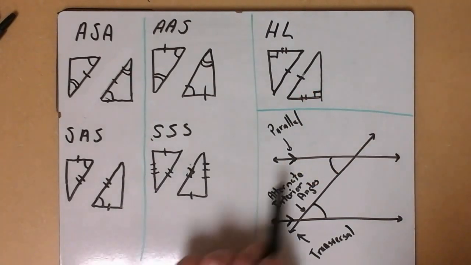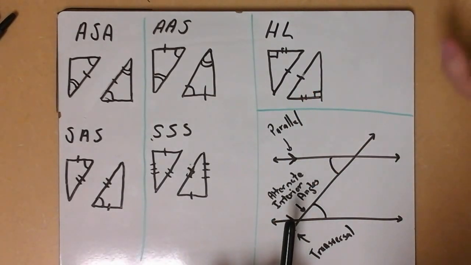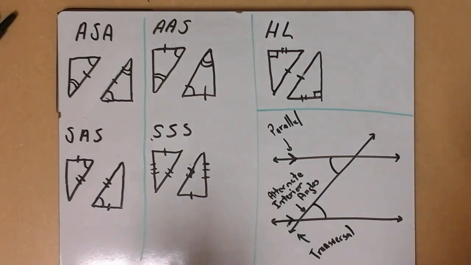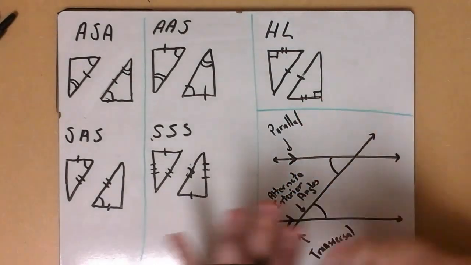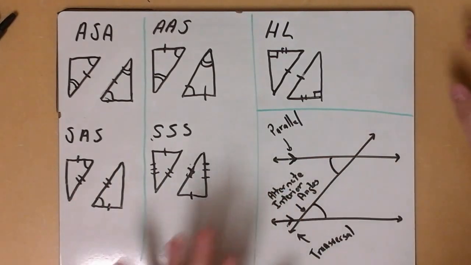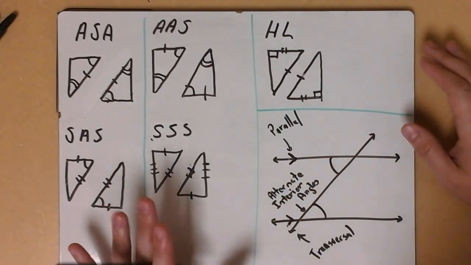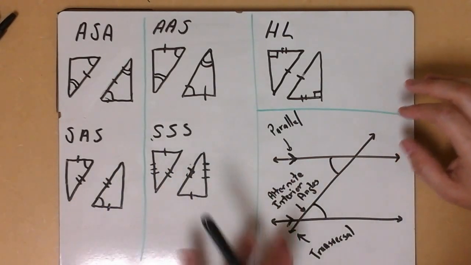This arrow here means parallel lines. So this and this are parallel. That's what they mean. Let me make this clear. Parallel, not congruent. Parallel, not congruent. You can't assume that they're congruent here. You can only assume that they're parallel. That means they will never touch.